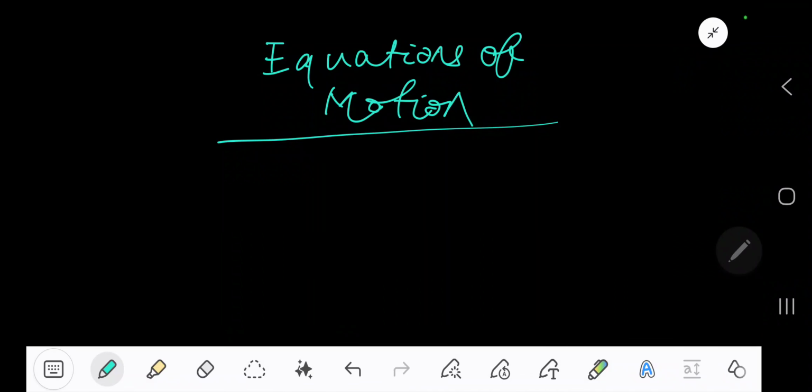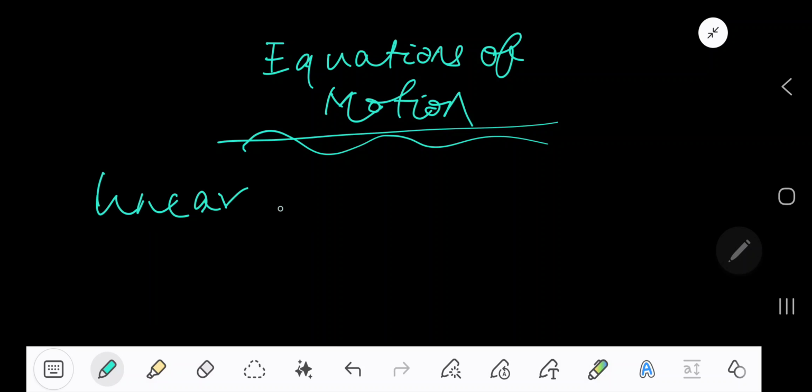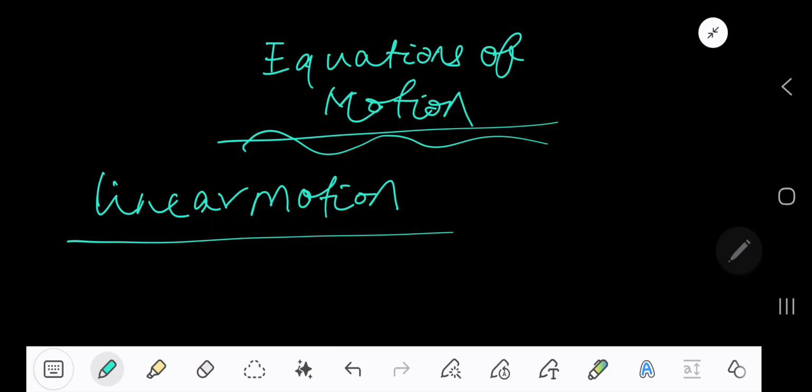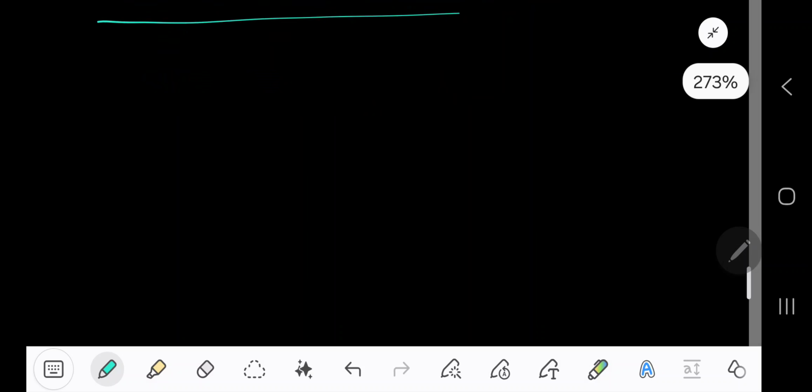In today's topic, we're going to be talking about the equations of linear motion. Okay, so before we start discussing the equations, you need to know a few things.